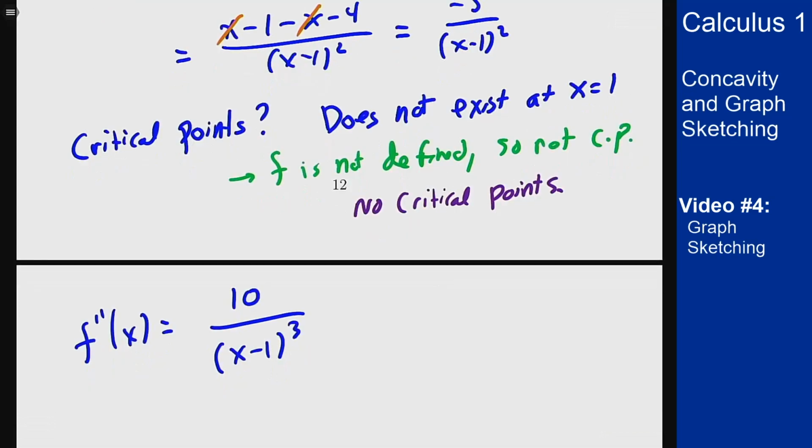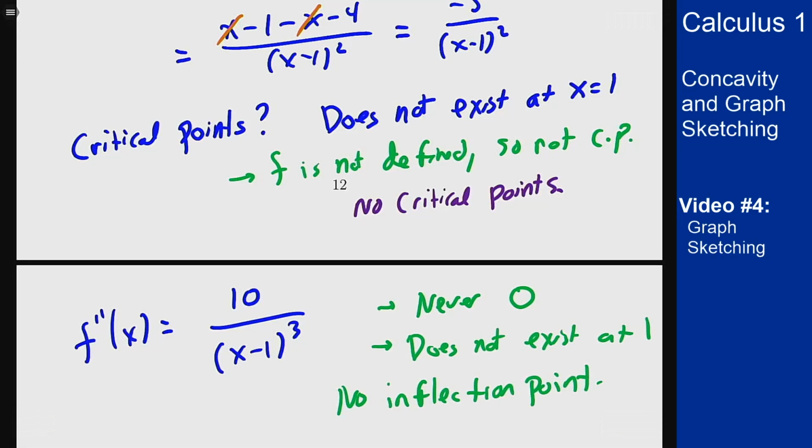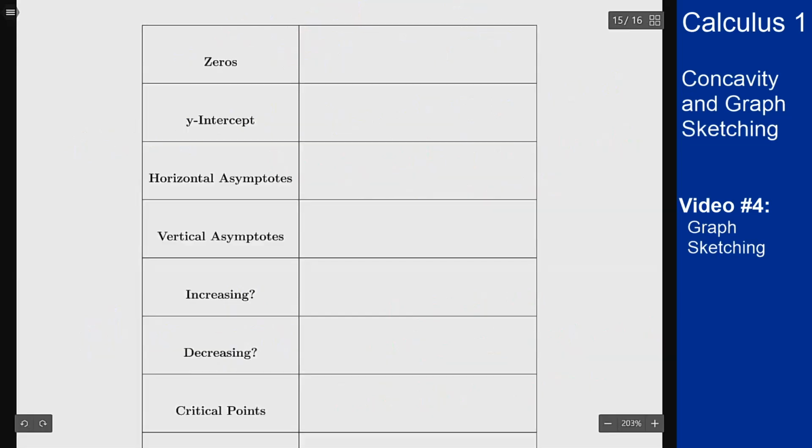This again is never 0, and only does not exist at 1, but since the function is not defined there, again, it's not an inflection point. This function is relatively simple in how it behaves because there's no critical points and there's no inflection points. However, we do have to worry about that asymptote and how it interacts with things. So we can now fill in a table with all this information in it.